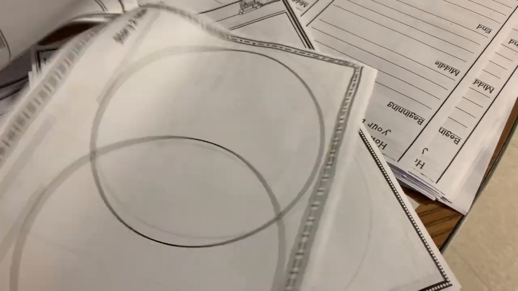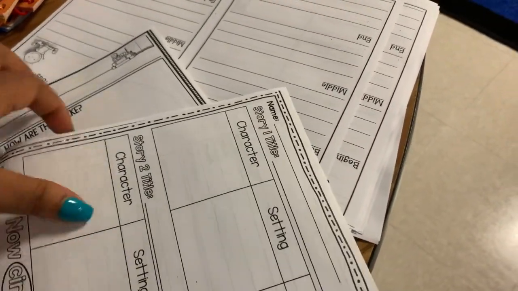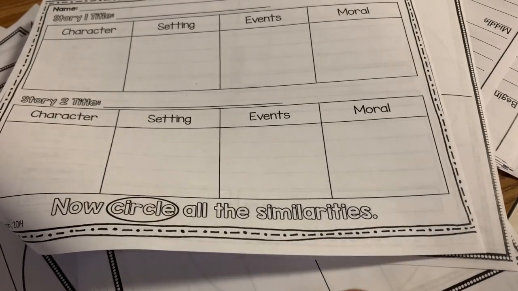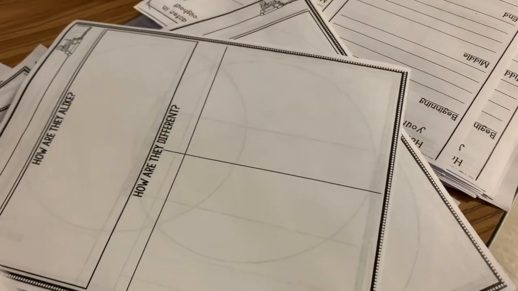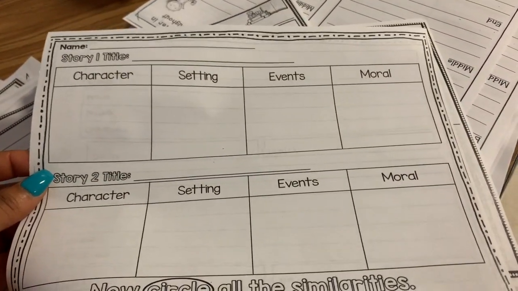And then we're going to focus on the different characters, the settings, the events, and pretty much the moral of the story. So we're going to start off light and then get more detailed.